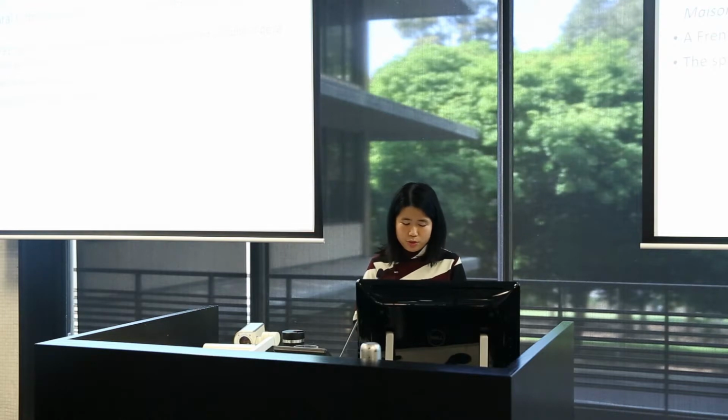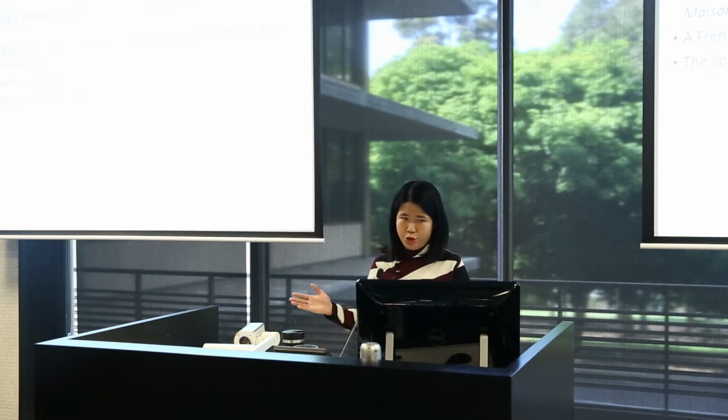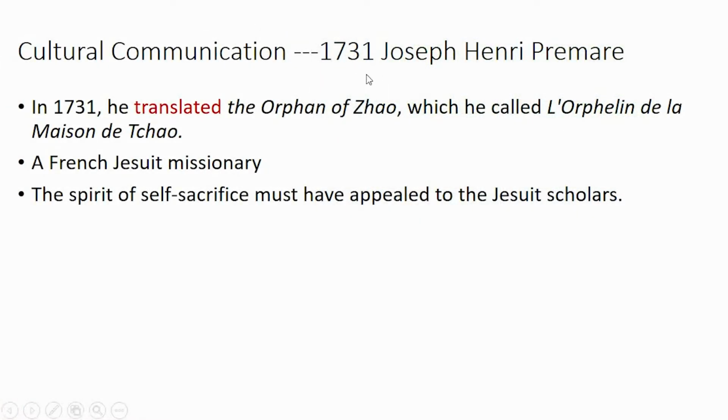As I mentioned before, the Orphan of Zhao has the distinction of being the first Chinese play to be rendered into a European language, and a very rare Chinese play that has left an imprint in Western drama. So the journey, it's a long journey, but it began in 1731 when a French Jesuit missionary called Joseph-Henri Plumet translated the Orphan of Zhao and introduced this to the world. Why he did so?